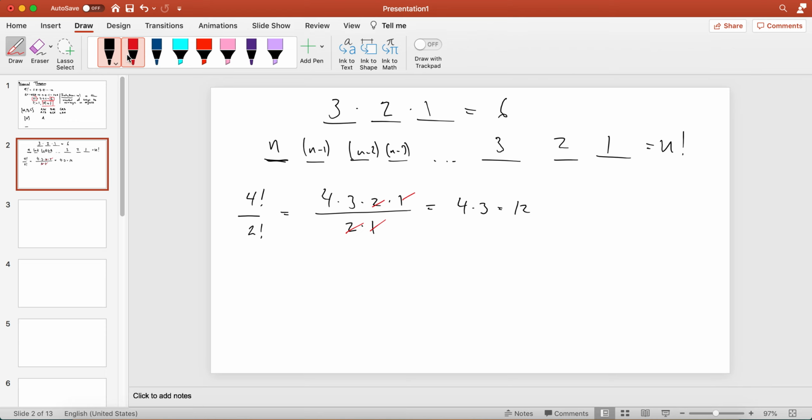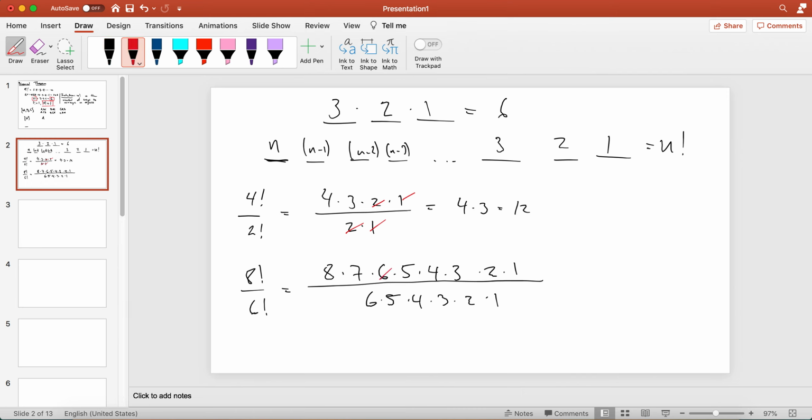All right. What if I gave you something more complex? 8 factorial over 6 factorial. That looks really difficult, doesn't it? Because you're going to have to be doing a lot of multiplications. But actually, it's not so bad because you're going to be able to do a lot of cancellations here.